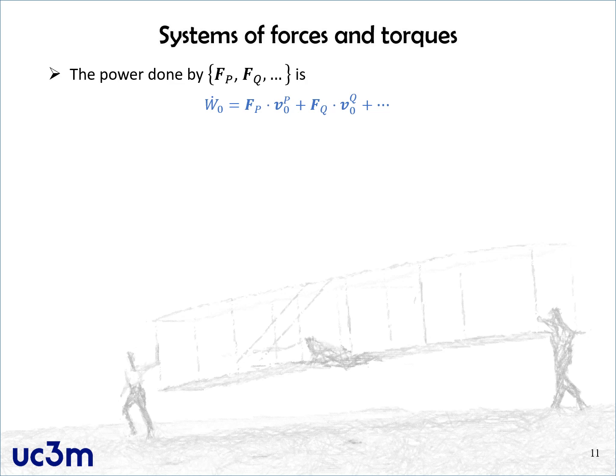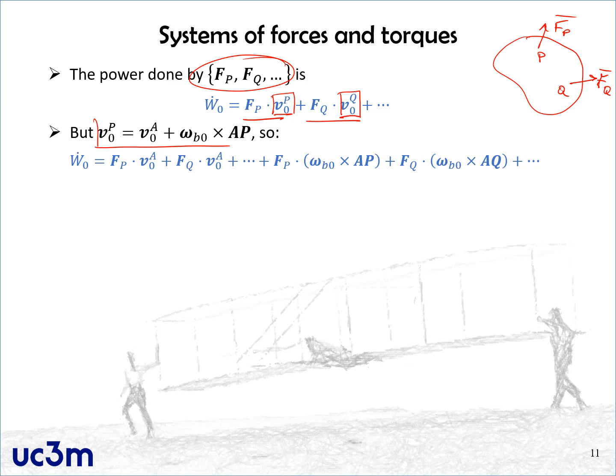Another important aspect of systems of forces is the power that they do on our rigid body. So imagine again that you have a system of forces like that. Okay, so this is our body, this is Fp, and this is Fq, this is Q, and this is P. The total power that this system of forces exerts on our rigid body is equal to the sum of the individual contributions. Here you see that the relevant velocity that we have to use to compute the power of each contribution is the velocity of the point of application of each of the forces.